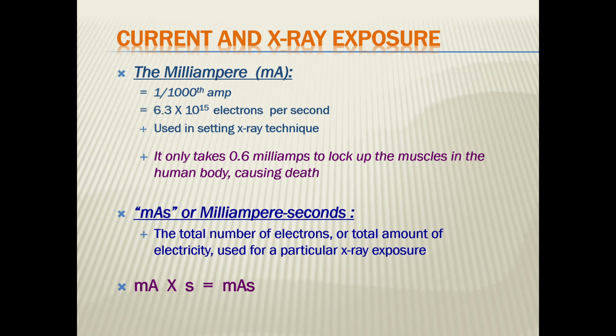In radiography, for a more useful unit, we want to know, for a total X-ray exposure, how many electrons were used during that exposure. How much total electricity did we use? For that, we want to know the mAs number. mAs takes into account how many electrons you used, the mA, and how long you used it for. How long was the exposure being done for? So we take the milliamperage number and just multiply that by time in seconds.